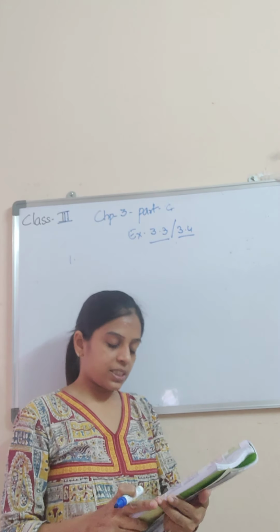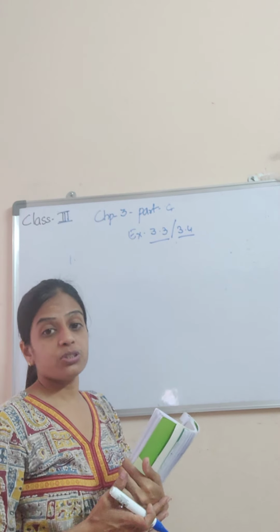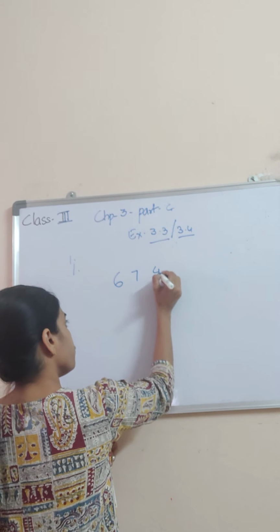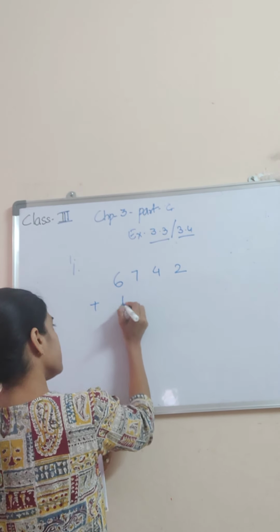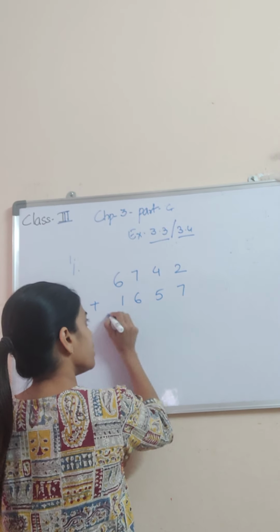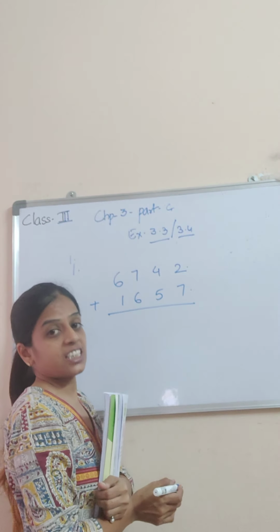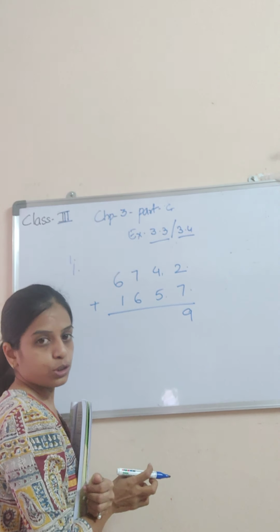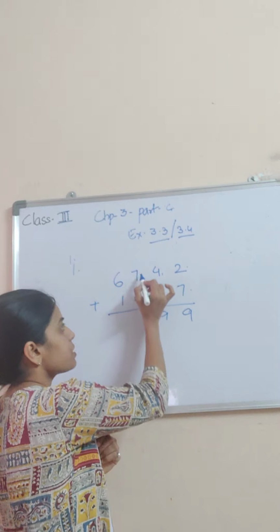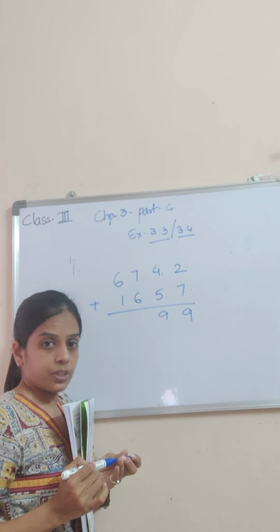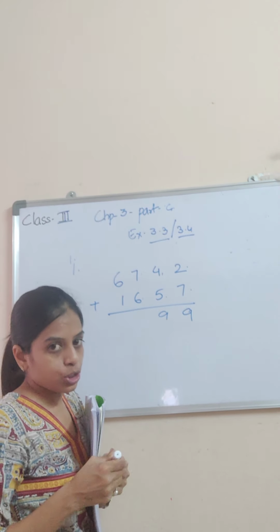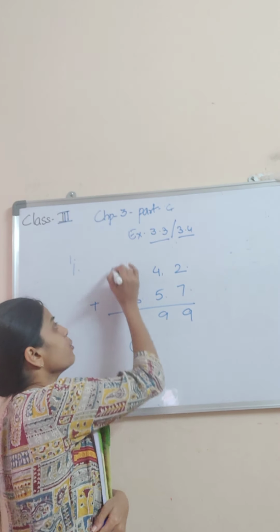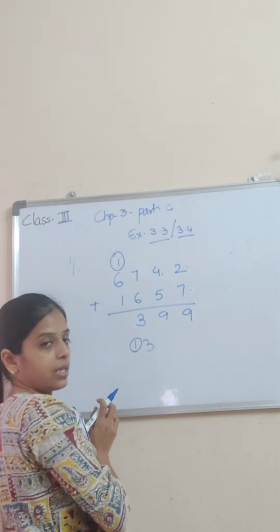Okay. Now, we are doing exercise 3.4 where we are going to regroup hundreds. Now, the first one is 6742 plus 1657. Now, 2 and 7. 2 in your mind, 7 on your fingers. That is 9. Now, 4 and 5. 4 in your mind, 5 on your fingers. That is again 9. Now, 7 and 6, 7 in your mind, 6 on your fingers is 13. Students, I am not counting, you have to count it. That is 13. Now, see, here we got 13. That means 1 we will put in the carry box, and 3 we write here.